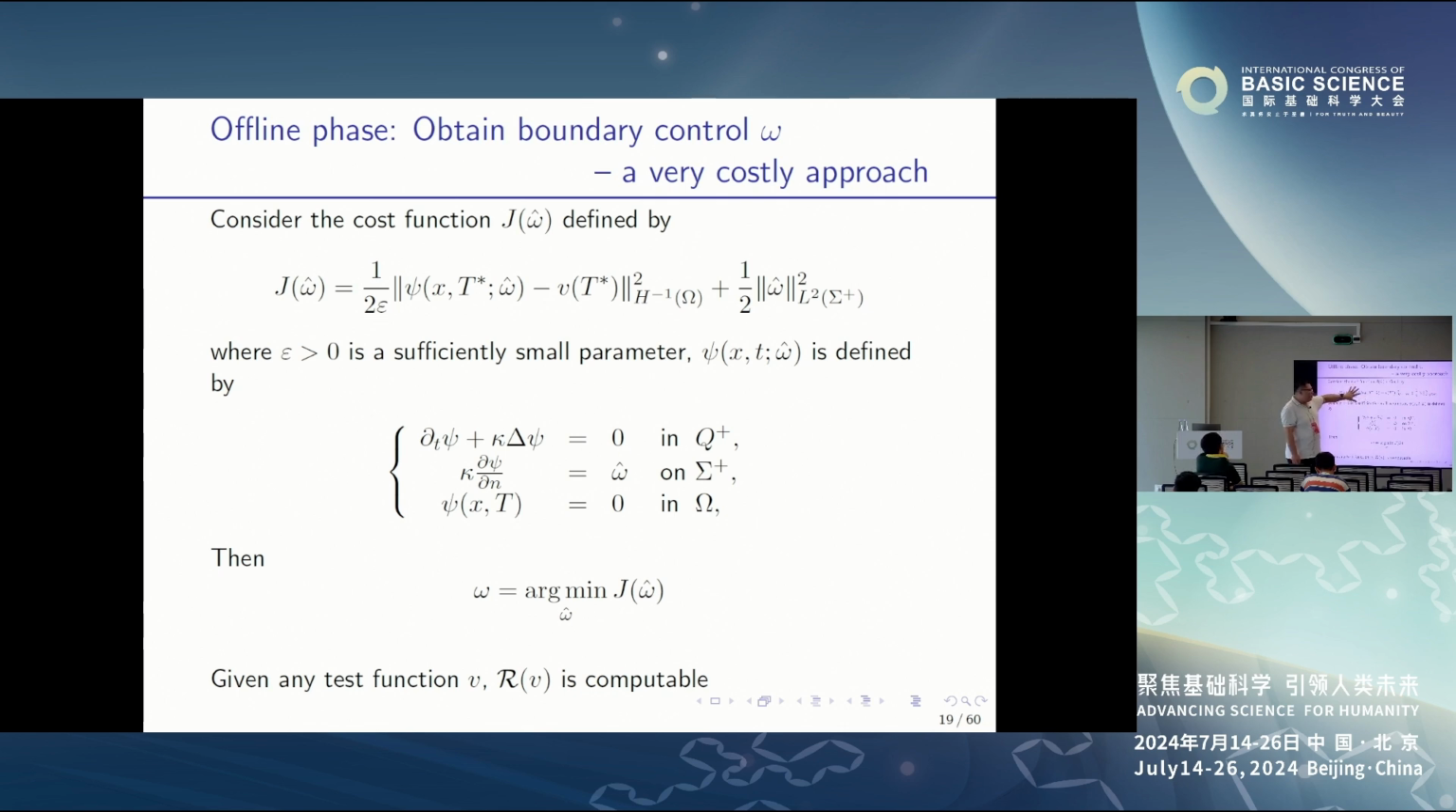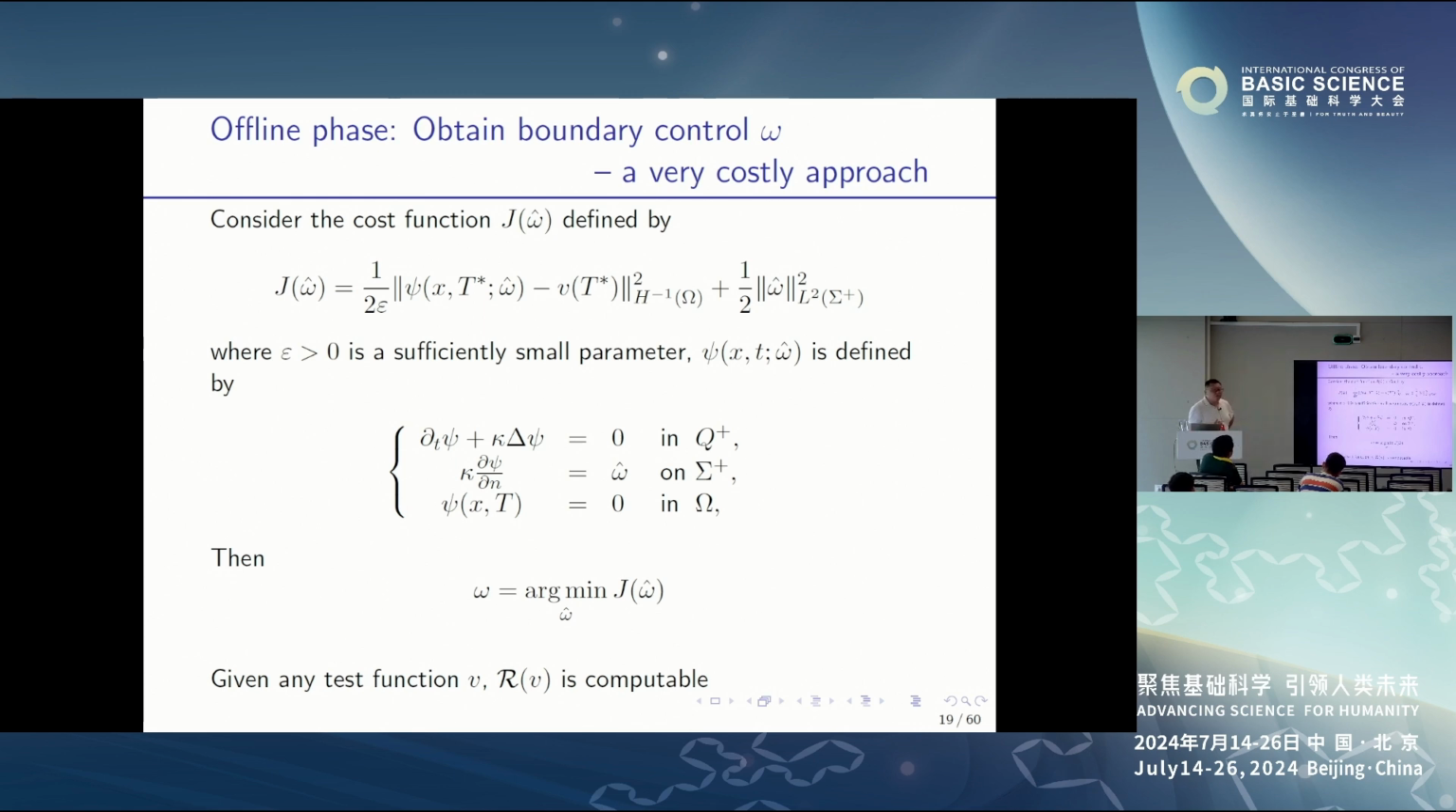To solve this minimization problem and find the minimizer omega, I tried it once. We need to solve something like 2,000 PDEs, 2,000 heat equations, to find a good omega. So we solve 2,000 heat equations for just one boundary control. Think about if we have, let's say, 100 test functions. That basically means we have 200K heat equations that need to be solved. There's a huge amount of computational cost.